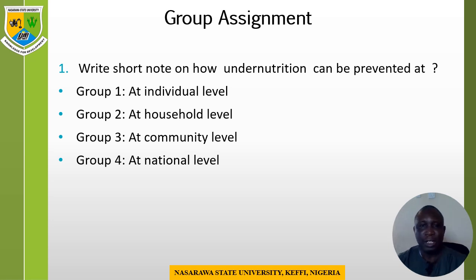Thank you. To round up this session of the class, we'll be having a group assignment. The class will be divided into four. Group 1 will look at how undernutrition can be prevented at the individual level. Group 2 at the household level. Group 3 at the community level. Group 4 at the national level.